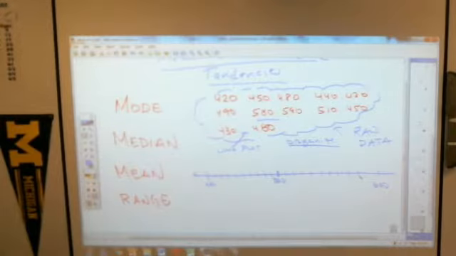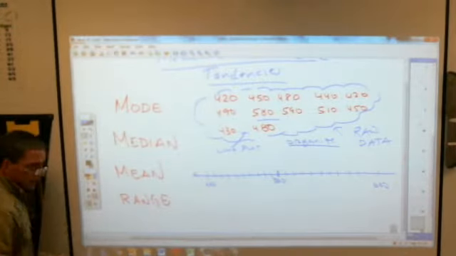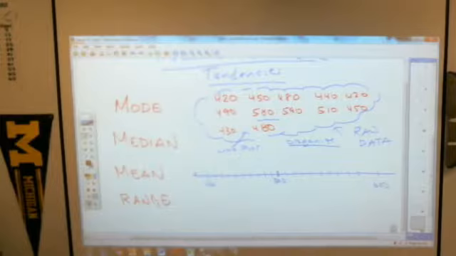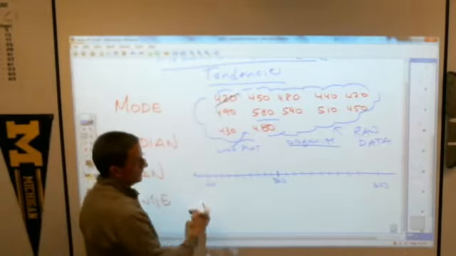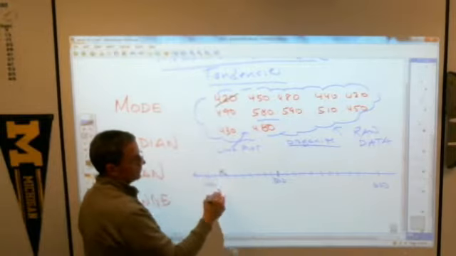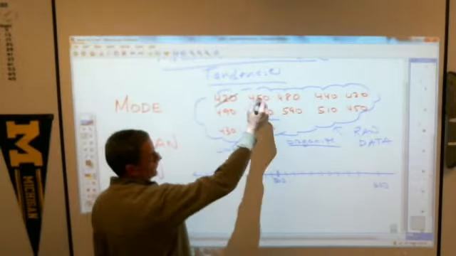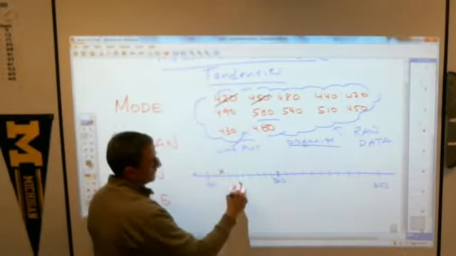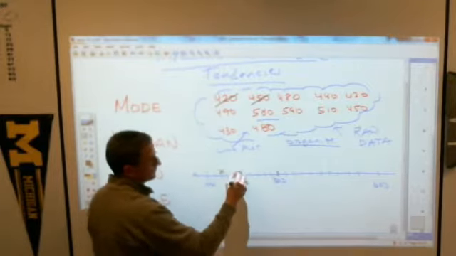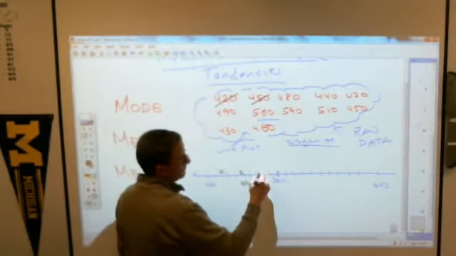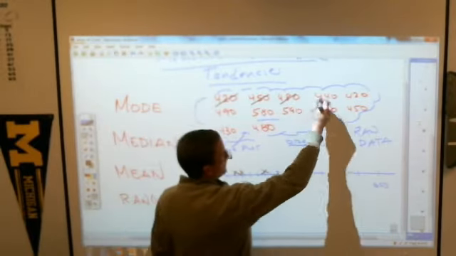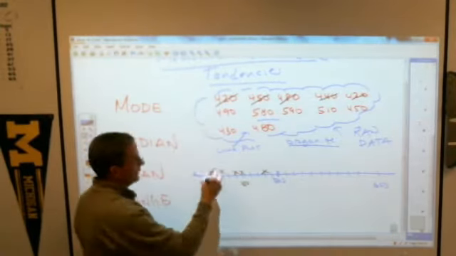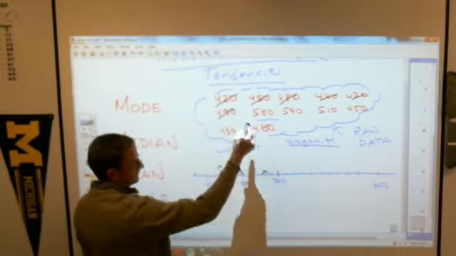So what am I going to do? Who knows what I'm going to do? I'm going to put an X above the line for each one of these data points. So at 420, I'm going to put an X here at 420. 450, I should label these. Here's 450. 480, 440. Have we not done this before? Why do you all look at me as if I've never said any of this before?